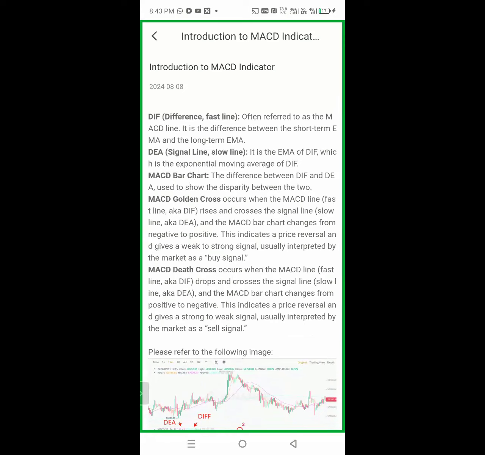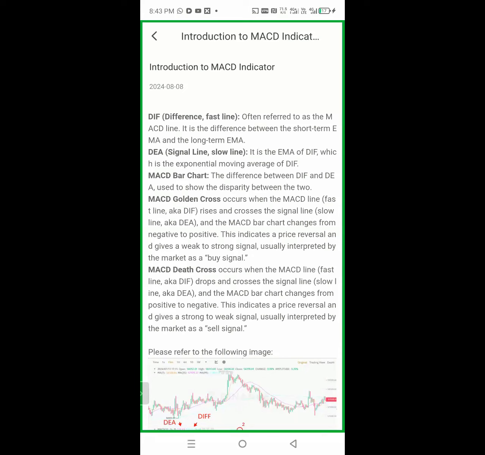So a death cross occurs when the MACD line, that is the first line, drops and crosses the signal line downwards, and the MACD bar chart changes from positive to negative. You know that the coin wants to fall. This indicates a price reversal and gives a strong-to-weak signal, usually interpreted by the market as a sell.